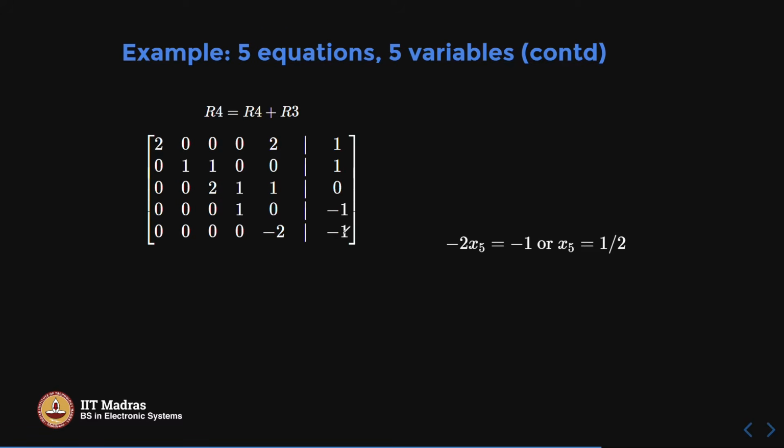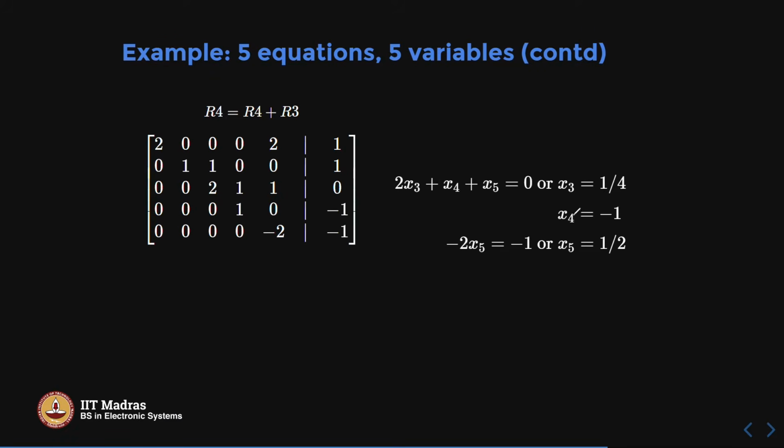Now once you have this one solved, you go to the previous non-zero equation here. Because of this upper triangular structure, once you solve this one, you can solve the next one. So the next one is what? It doesn't involve x5 at all. It's just x4 equals minus 1. Very, very simple equation. Then you go to the next one, the third one here, and that is 2x3 plus x4 plus x5 equals 0.